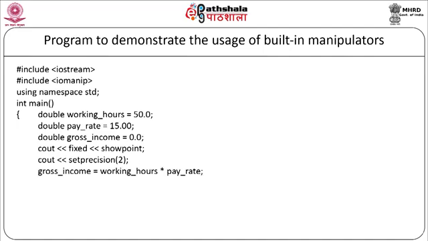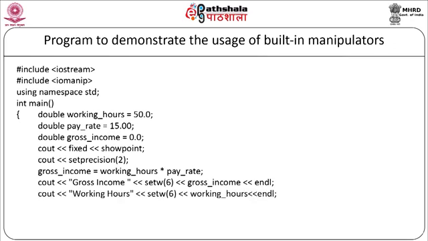grossincome = workinghours * payrate; cout << grossincome << setw(6) and the value of grossincome << endl; cout << the text working hours << setw(6) << the value of workinghours << endl; cout << the text pay rate << setw(6) << the value of payrate << endl; return 0; and our program will end.